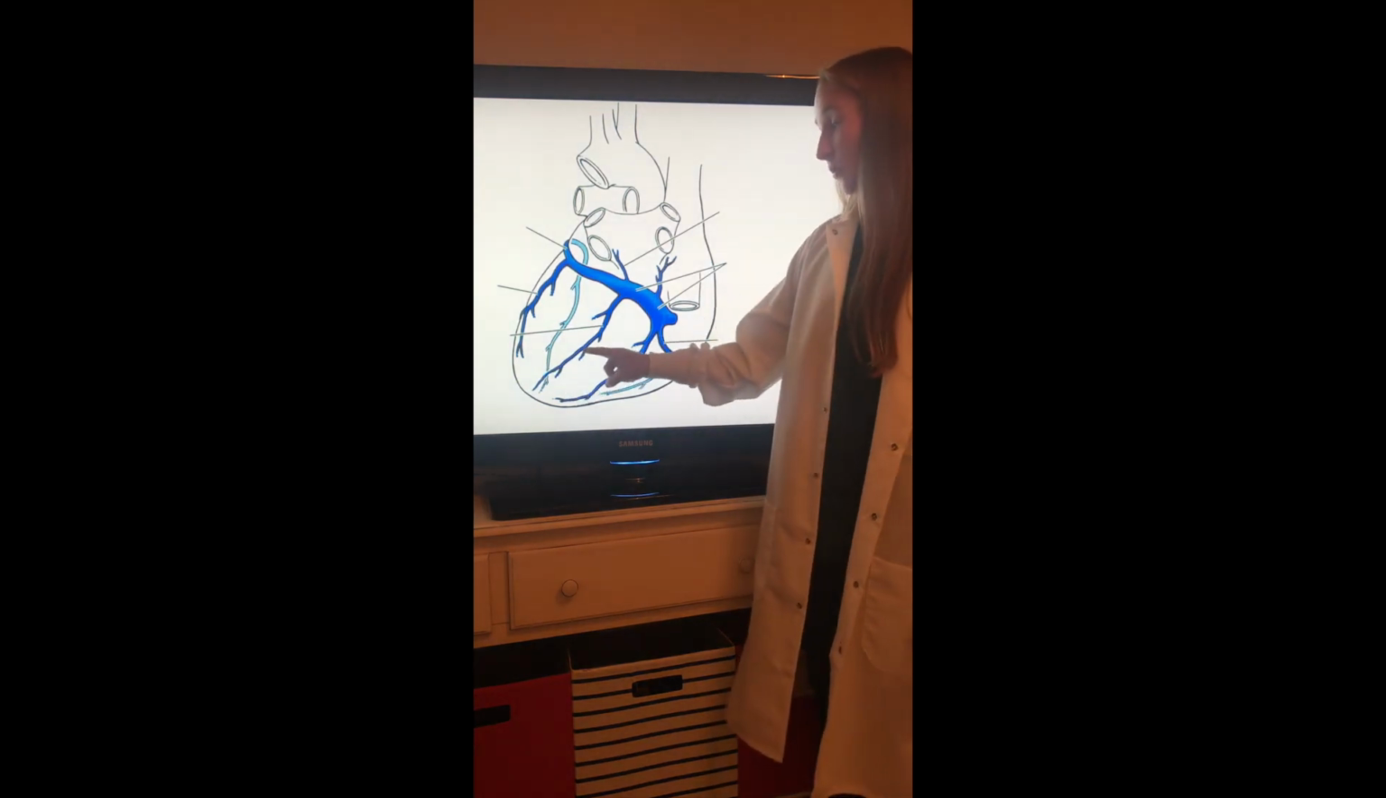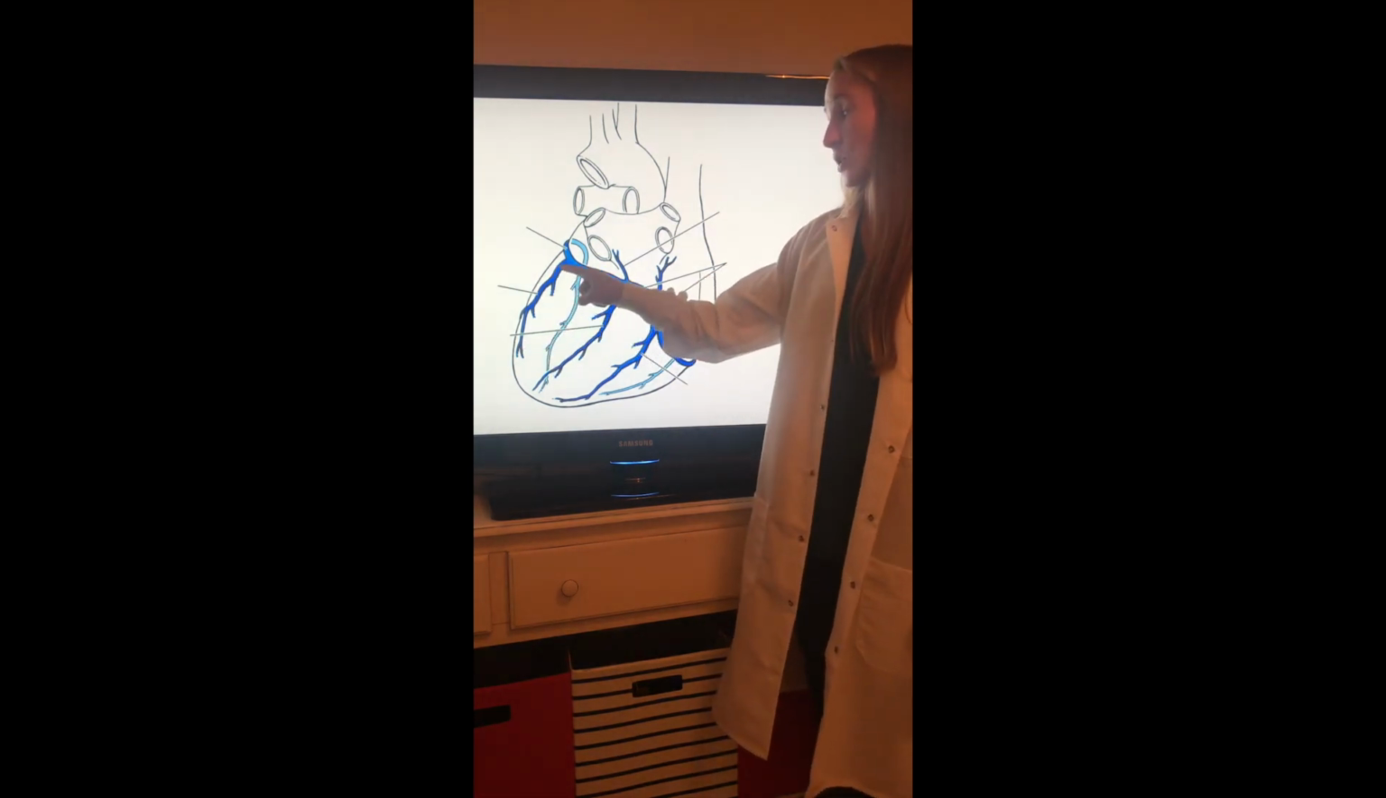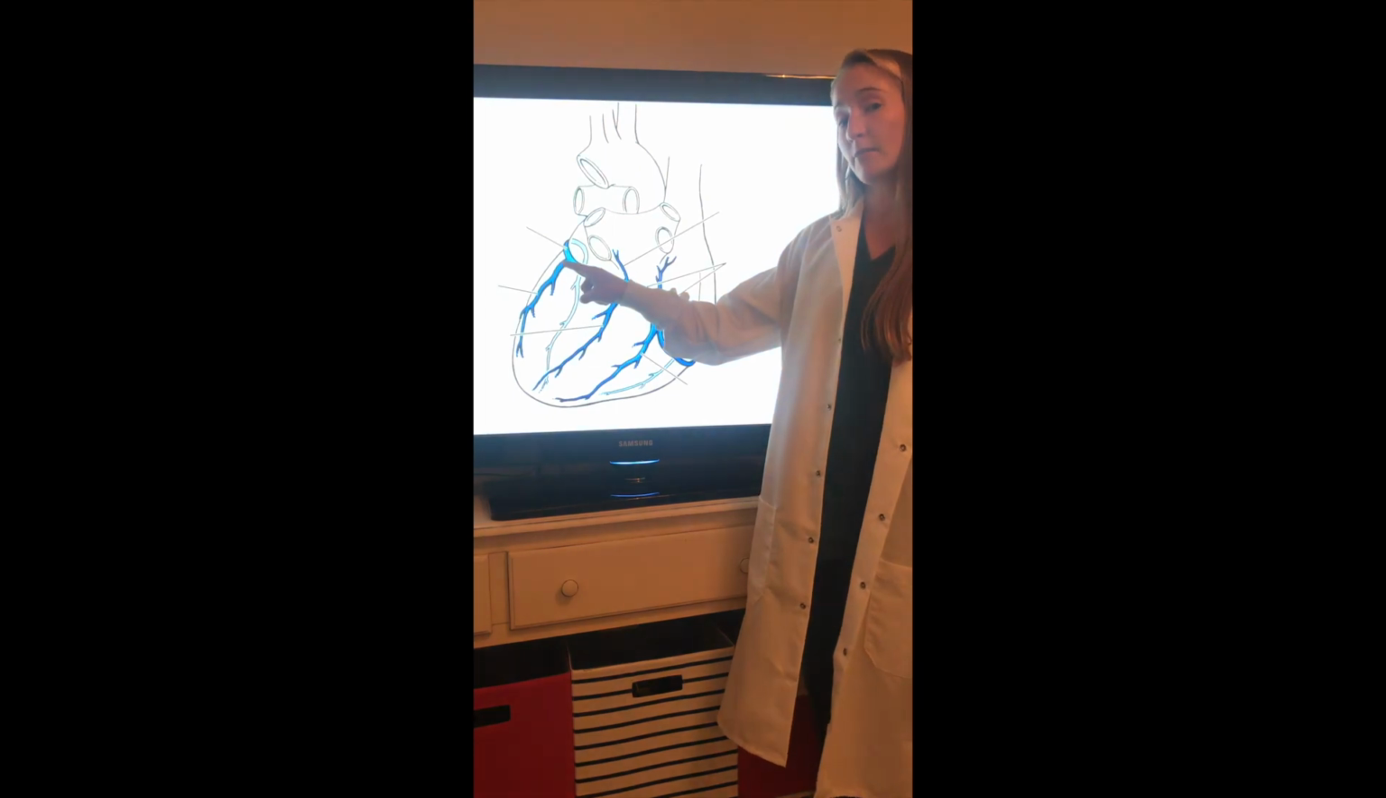The left ventricle vein drains blood from the left ventricle, and the left marginal vein drains blood from the marginal branch of the left coronary artery.